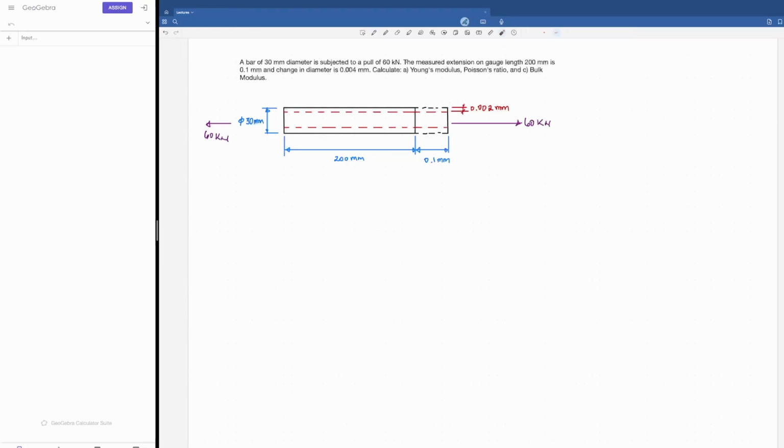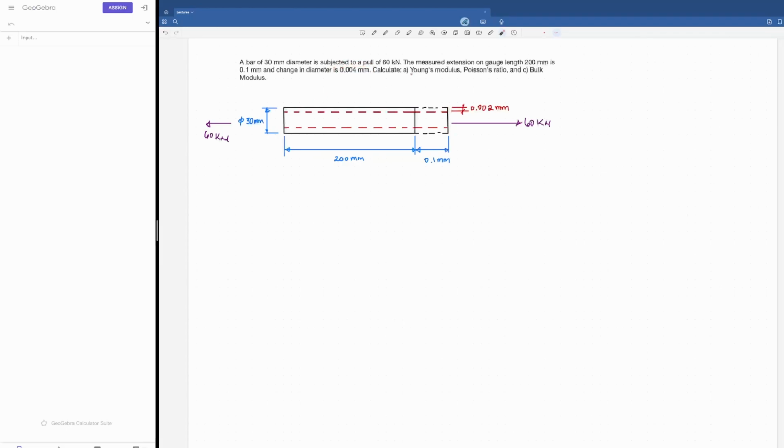Then it says the measured extension on a gauge length of 200 millimeters, meaning that's the original length, is 0.1 millimeters, which is this one. And while it is extended, there is a reduction in diameter, which is 0.04 millimeters. I just marked here 0.002, which is just one side, but two sides make up this 0.004 millimeters.